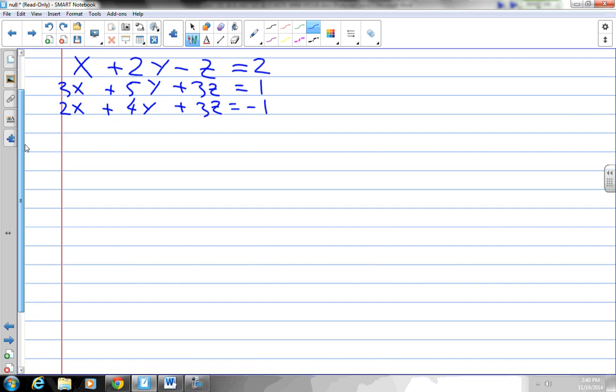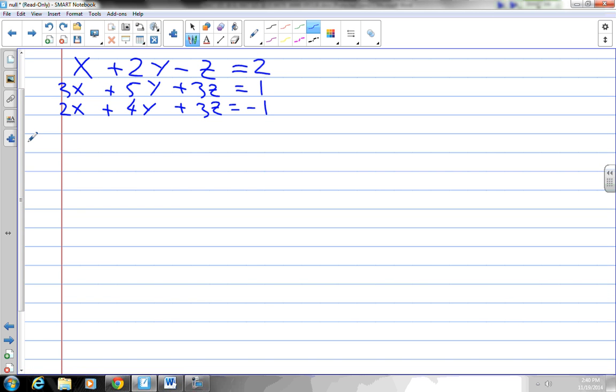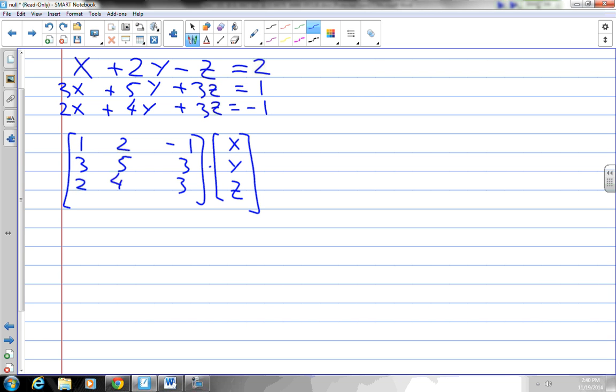But I can use matrix multiplication now to rewrite this system, because look, what I see now, I have this matrix, 1, 2, negative 1, 3, 5, 3, 2, 4, 3, multiplied with a very peculiar matrix that just has x, y, and z in it. Think about this. If I multiply this 3 by 3 matrix with this 3 by 1 matrix, I get what?